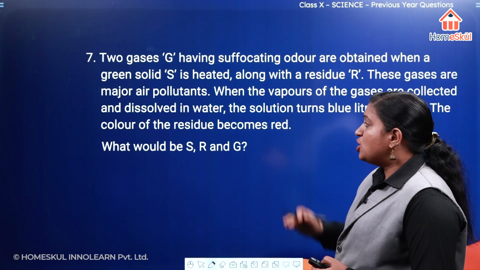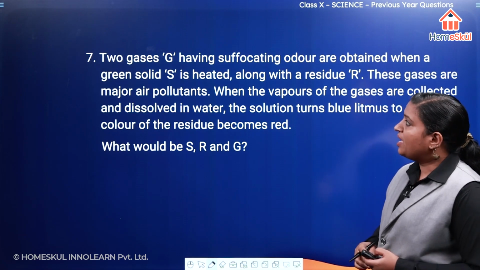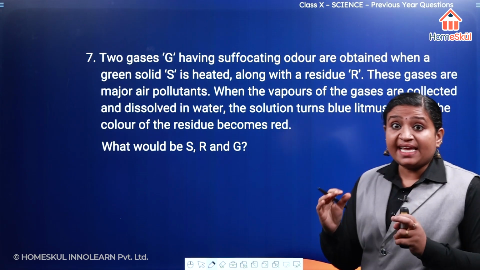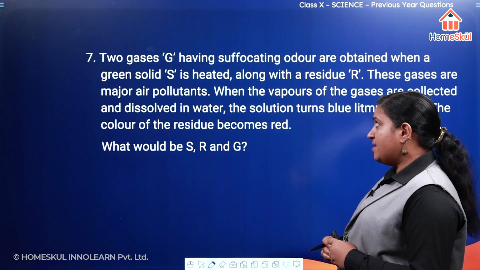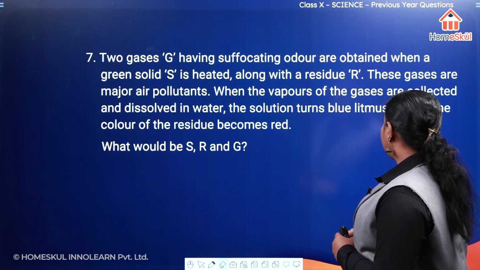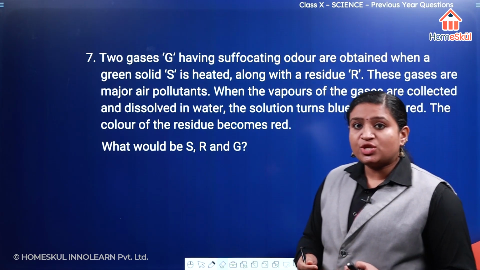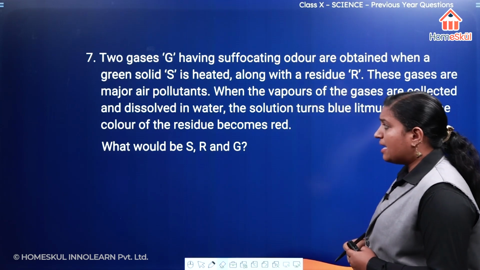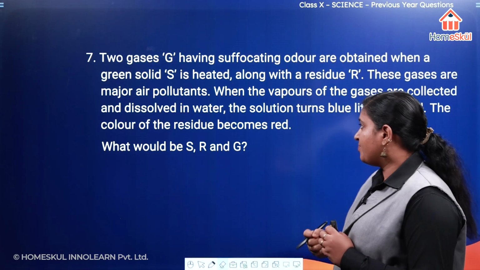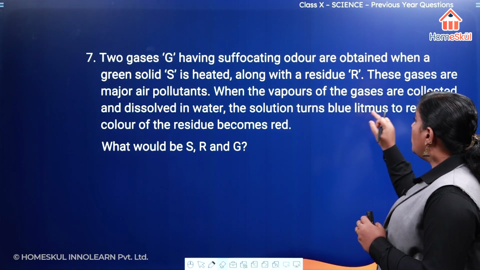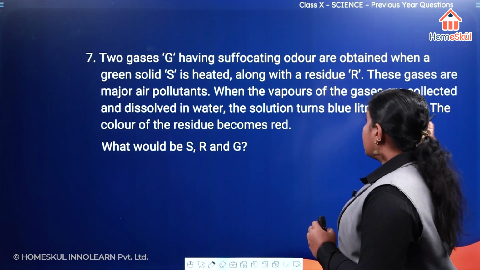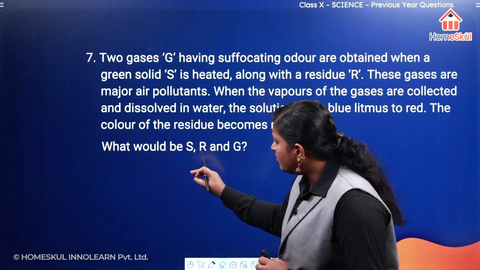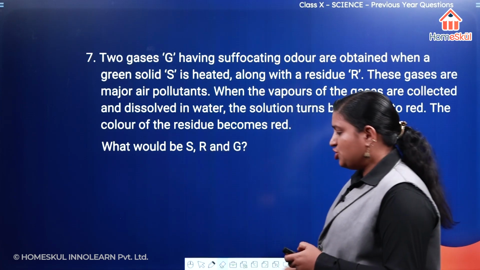Coming to the seventh question. 2 gases G having suffocating odor are obtained when a green solid S is heated along with a residue R. These gases are major air pollutants. When the vapors of the gases are collected and dissolved in water, the solution turns blue litmus to red. The color of the residue becomes red. What would be S, R and G?